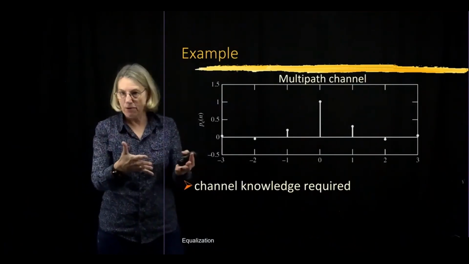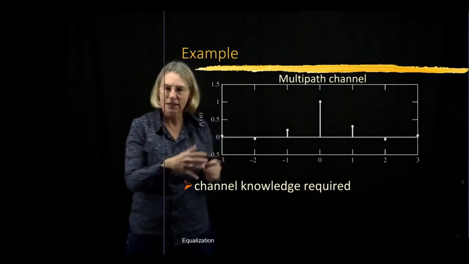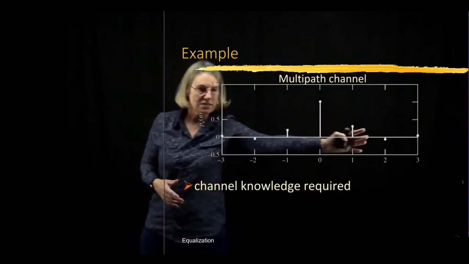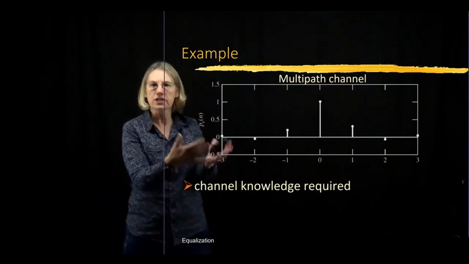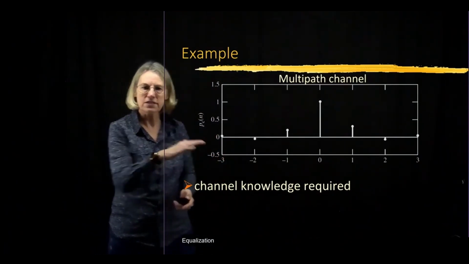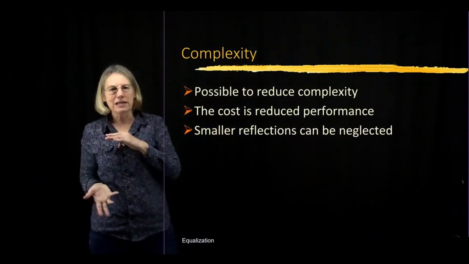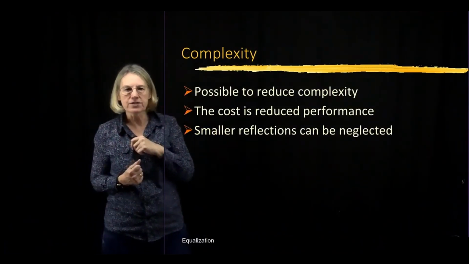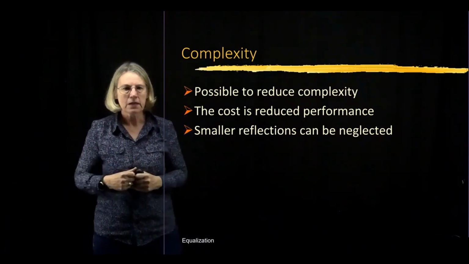Let's take an example. Okay, so let's look at this particular multipath channel. In this case, I have 7 components, which I've listed here. This is the channel knowledge that is required to do this equalizer, the zero forcing equalizer. So this is a plot of it. Now, let's just talk about complexity for the zero forcing equalizer. What is the complexity of it?